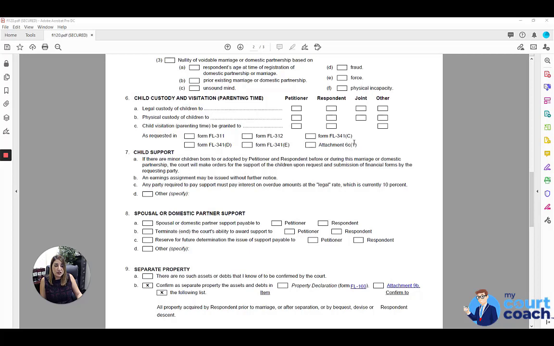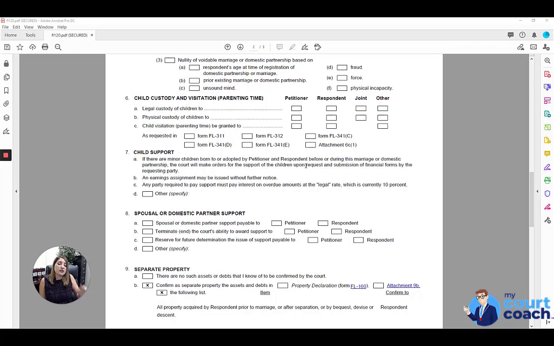You can certainly attach them and include requests for very specific orders pertaining to custody to be made. I personally don't do that. I like to keep the petition or the response to the petition as broad as possible in terms of the relief I may be asking the court for.